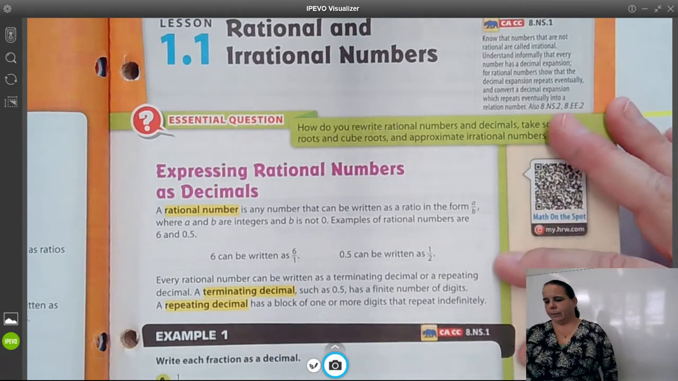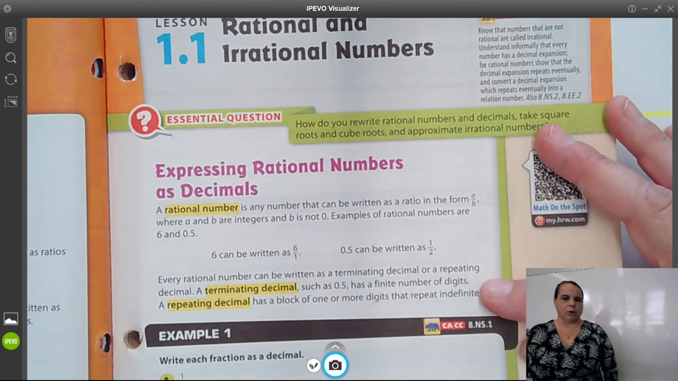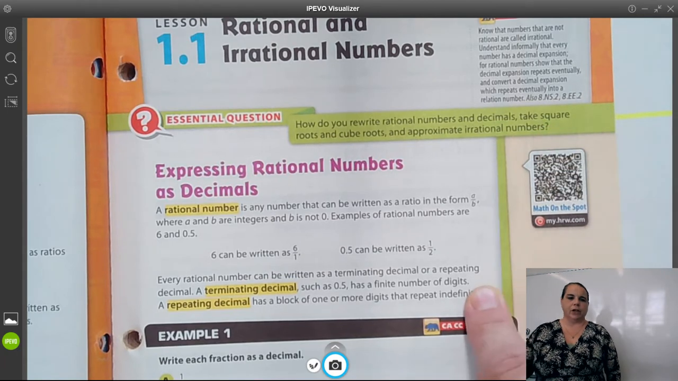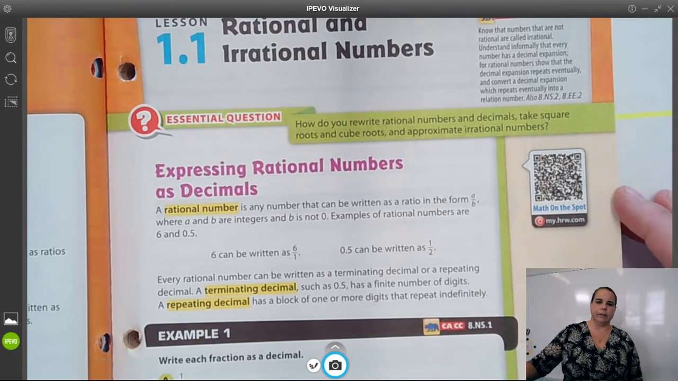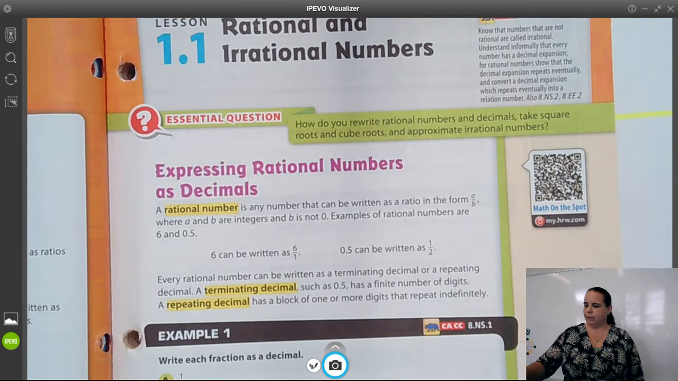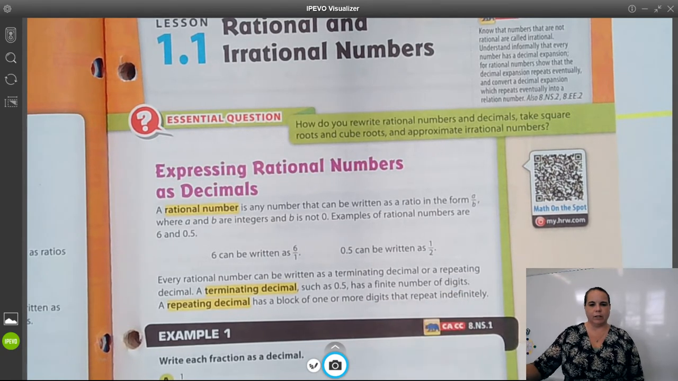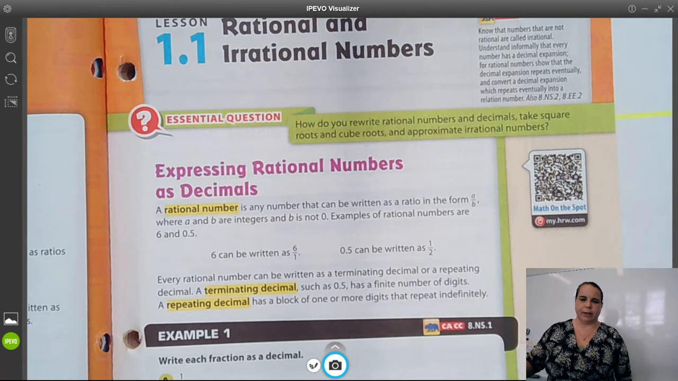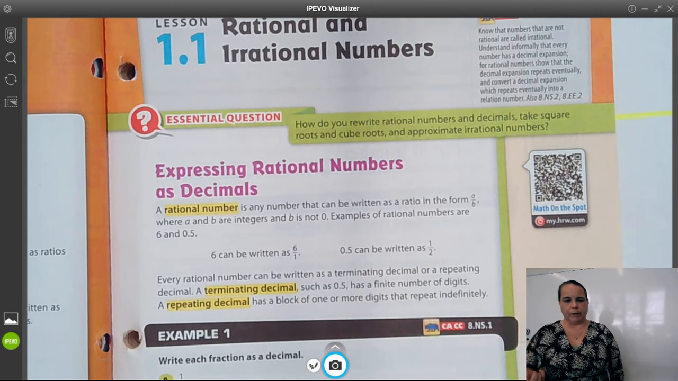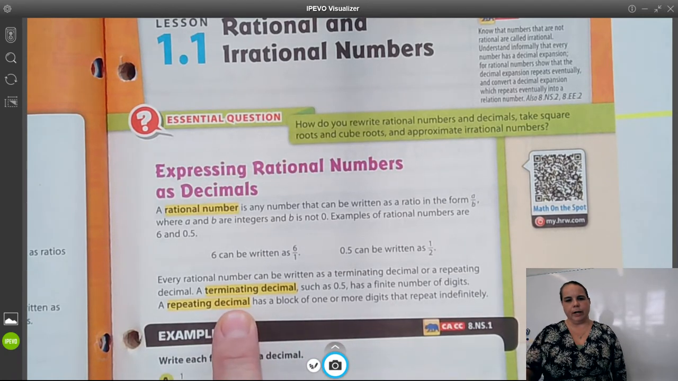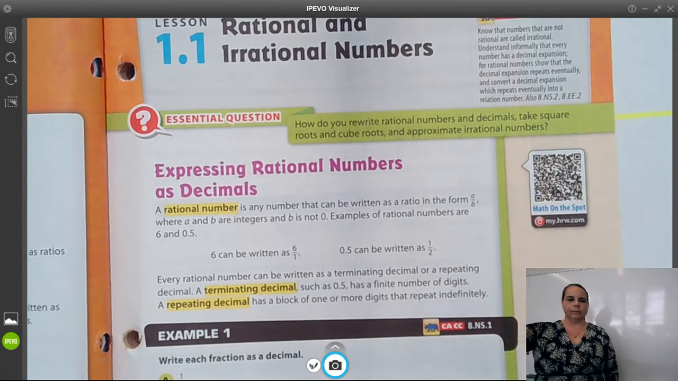And then every rational number can be written as a terminating decimal or a repeating decimal. A terminating decimal is something, for example, 0.5, it ends. It has a finite number of digits. And then a repeating decimal has digits that repeat. So it can be a chunk of numbers that repeat, or it can be one number that repeats. So today we're going to learn how to turn fractions into either a terminating decimal or a repeating decimal.